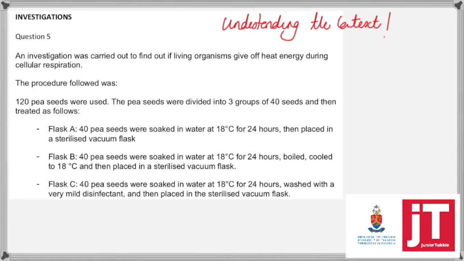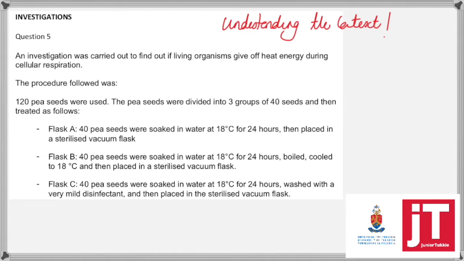Remember, we're not designing this. This is an experiment that has taken place. Scientists have done this, and this is how they did it. They took pea seeds, and the pea seeds were divided into 3 groups. 40 seeds were treated, so it's 3 groups of 40 seeds, my apologies, and then each of these groups of 40 seeds were treated in the following way.